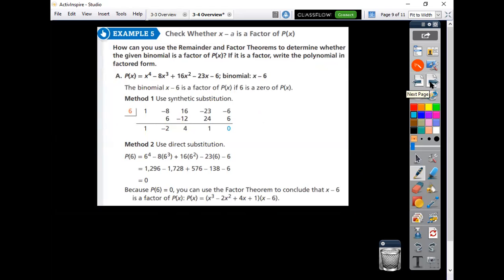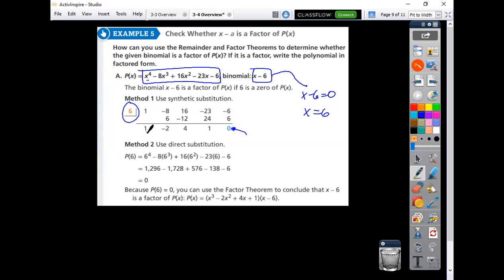So how can you use the remainder theorem and factor theorem to see if it's a factor? They're wondering in this problem, for this polynomial, is the x minus 6 a factor? So what did they do? When does this equal 0? When x is 6, right? That's what goes out here in front. Pull all your coefficients off, 1, -8, 16, -23, -6. If we get a remainder of 0, then it's a factor. So that's the remainder theorem and using the factor theorems.